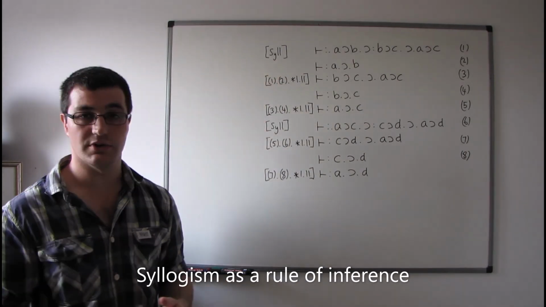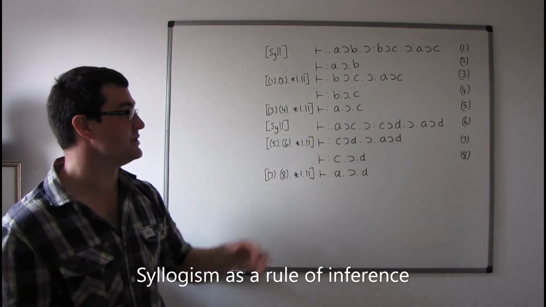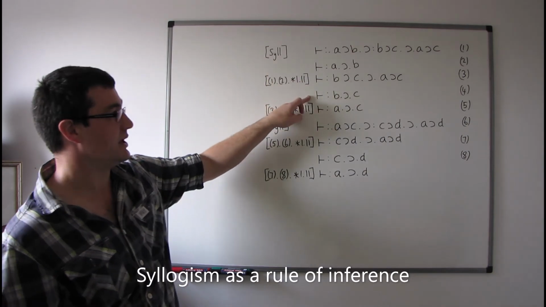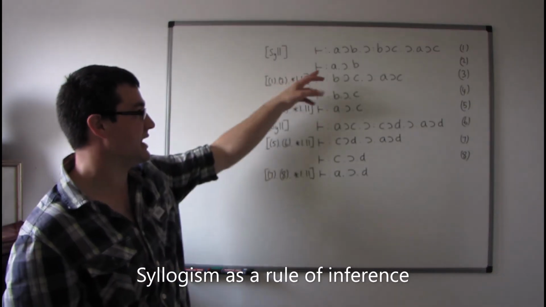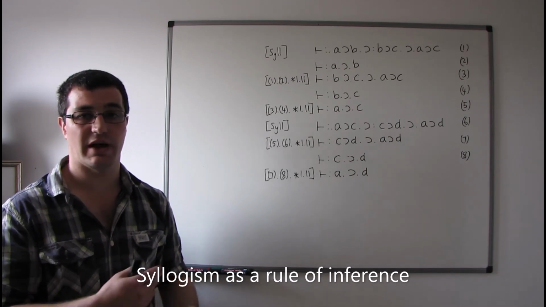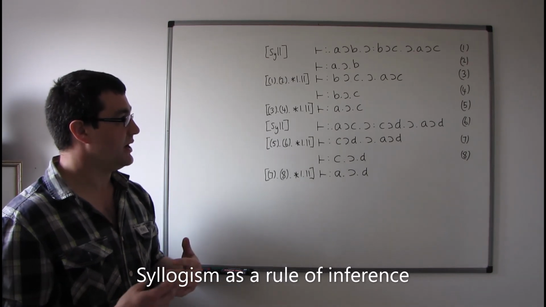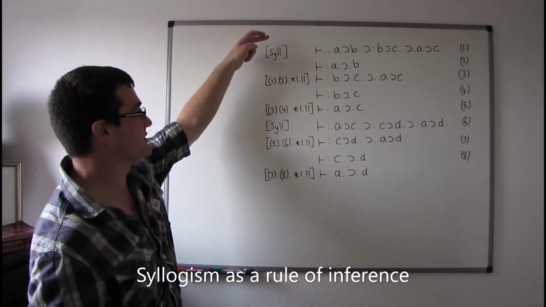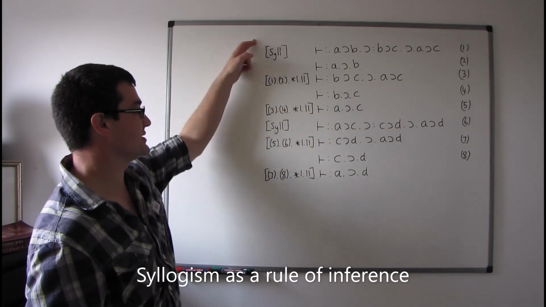So when we apply the syllogism as a rule of inference, when we see these two assertions here, A implies B and B implies C, then even though we might not consciously think about it, we understand that in the background this is the kind of thing that's going on.